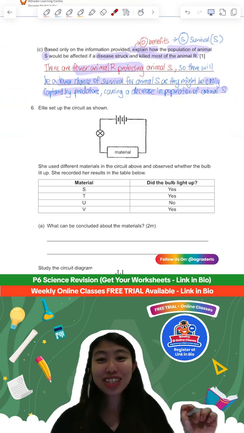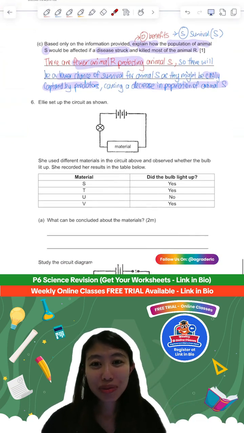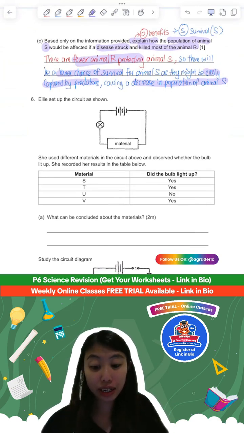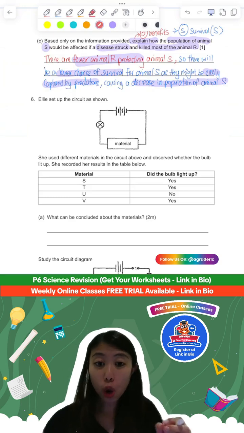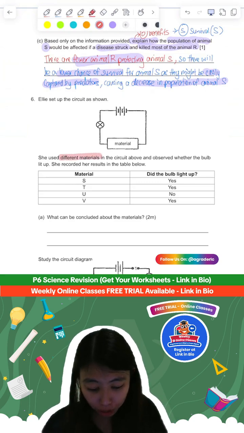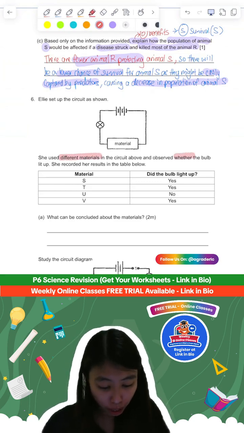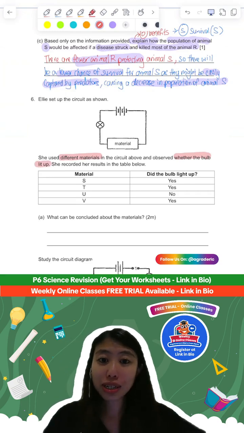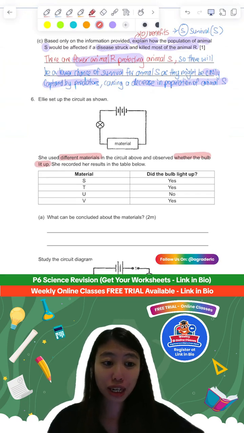Okay, everyone, let's look at question 6. This person set up the circuit as shown. In this type of experiment, always identify the changed variable. Over here they mentioned she used different materials in the circuit and observed whether the bulb lit up and recorded her results in the table below. So this is like an experiment already, a mini experiment.